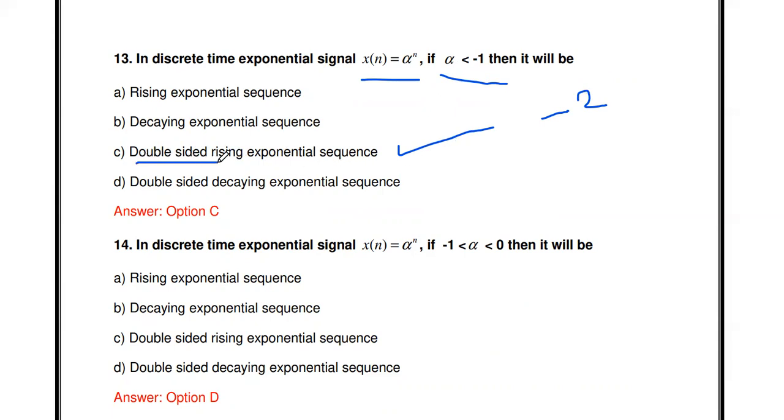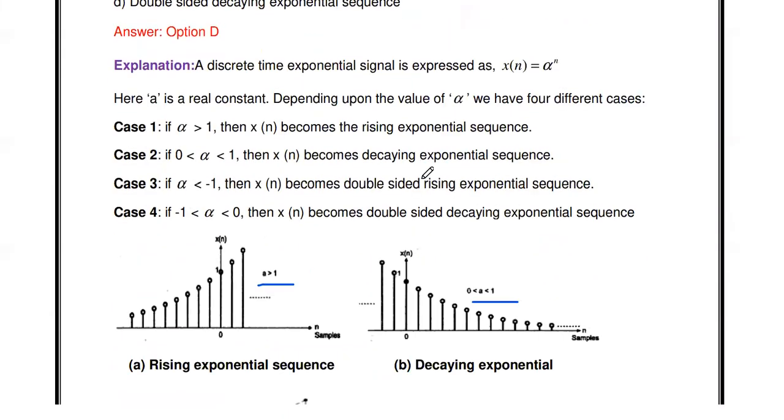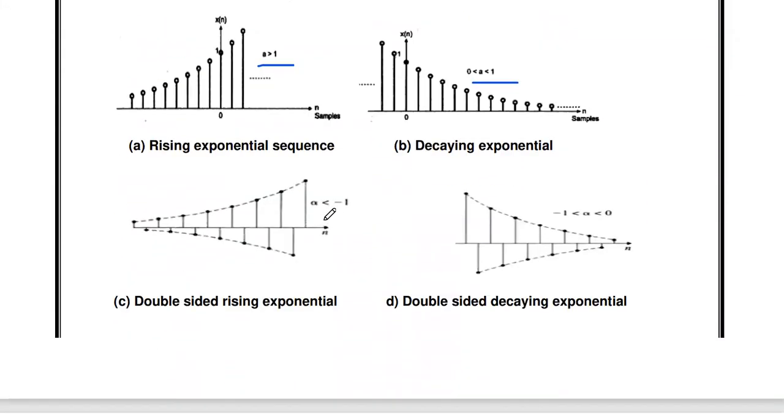So what does double-sided rising exponential mean? You see here the example, alpha less than -1, for example -2. So -2 to the power n means we will get an increasing signal on both sides. For n odd, we get negative amplitude. If n is even, we get positive amplitude. So on both sides the amplitudes increase. So this is called a double-sided rising exponential.